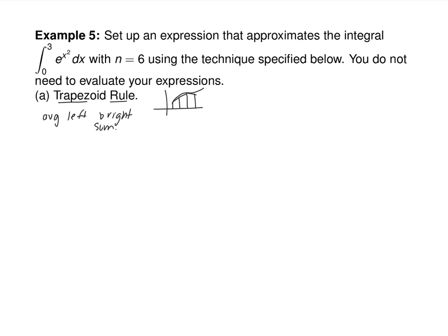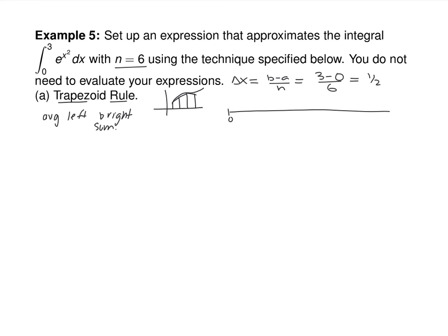And remember that when you find left sums, you plug in all of the left endpoints of your subintervals. When you find a right sum, you plug in all of the right endpoints of your subintervals. And then you average them, so you divide by 2. So we want to estimate this integral with n equals 6. So first let's figure out how wide our subintervals are. So delta x will be b minus a over n, so the length of your interval divided by how many pieces. So 3 minus 0 over 6, or a half.